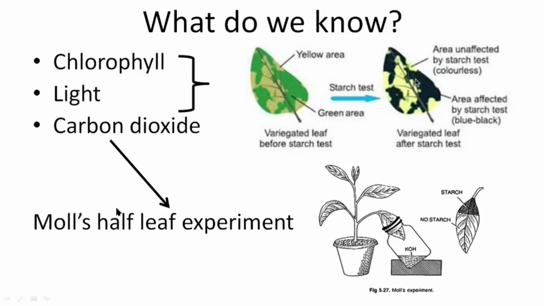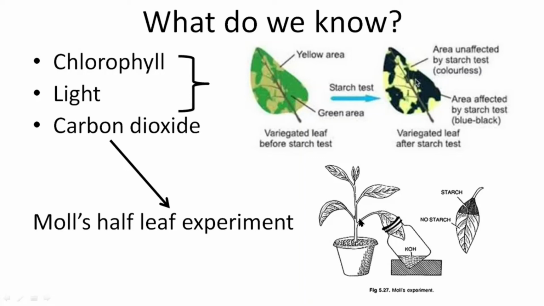Now let's see Moll's half-leaf experiment, which proves carbon dioxide is essential for photosynthesis. For this, we are going to take a potted plant which contains normal green leaves. They are not variegated leaves, they are normal green leaves. Before starting the experiment, we have to de-starch this plant by keeping that in dark for 2 to 3 days so that starch grains that were already present will be removed by its various functions. Now this plant has to be exposed to sunlight so that photosynthesis is allowed to happen.